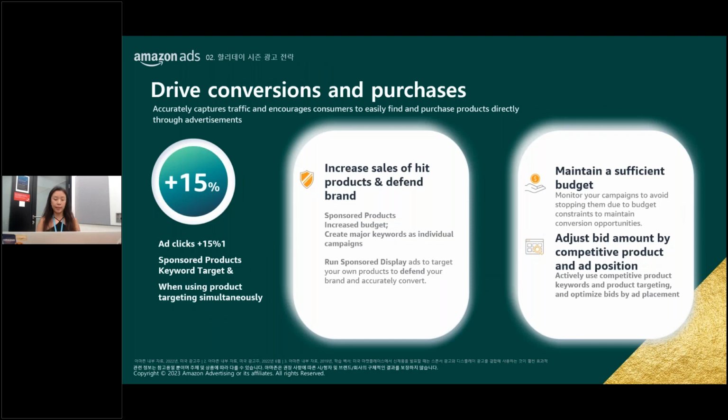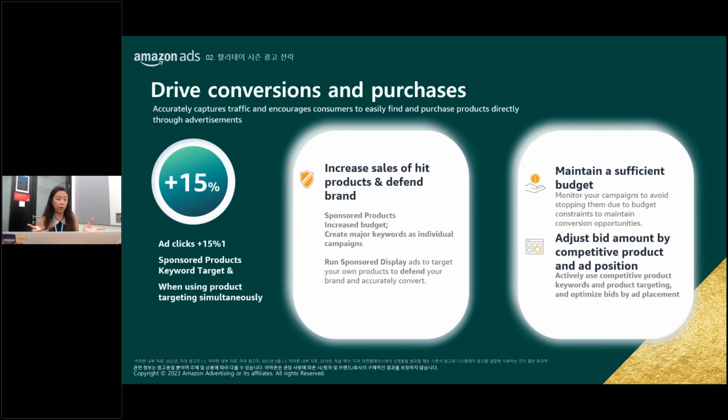So during the peak season, I think the top 3 key actions for peak season, I won't overwhelm our sellers. Number 1 is to increase your sales by defending your hit products or your hero products, right? Essentially your top hitting products, bestsellers within your product portfolio. You want to defend it via sponsored products. So firstly, you want to increase your budget, and you want to create your best performing keywords, major keywords, as individual campaigns and increase the budgets on those.